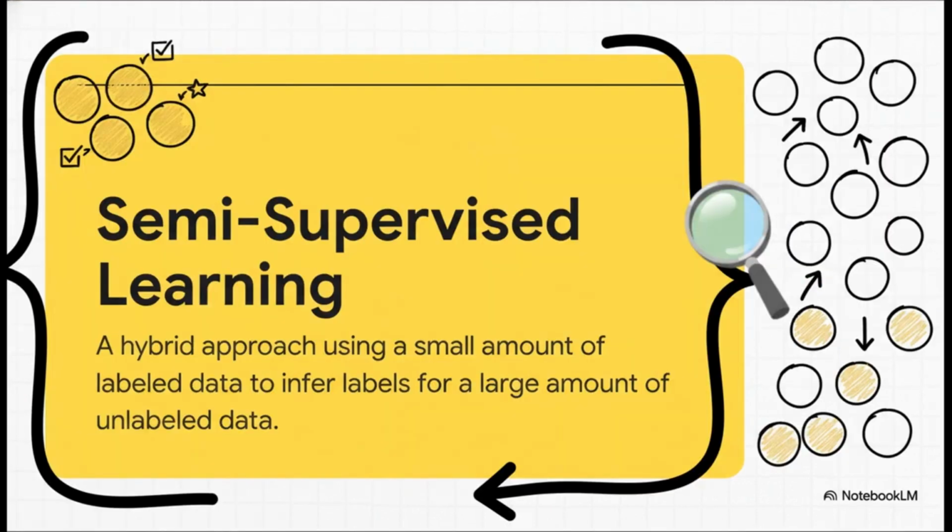Okay, so what if you're somewhere in the middle? Labeling data, as we've said, is a ton of work. It costs time and money. Maybe you can only afford to label, say, 5% of your data. Are you stuck? Nope. This is where semi-supervised learning comes in, and it's a really clever best of both worlds approach. It lets you take a tiny amount of high-quality labeled data and use it to bootstrap labels for your entire massive unlabeled data set. It's all about being practical and getting the most bang for your buck.